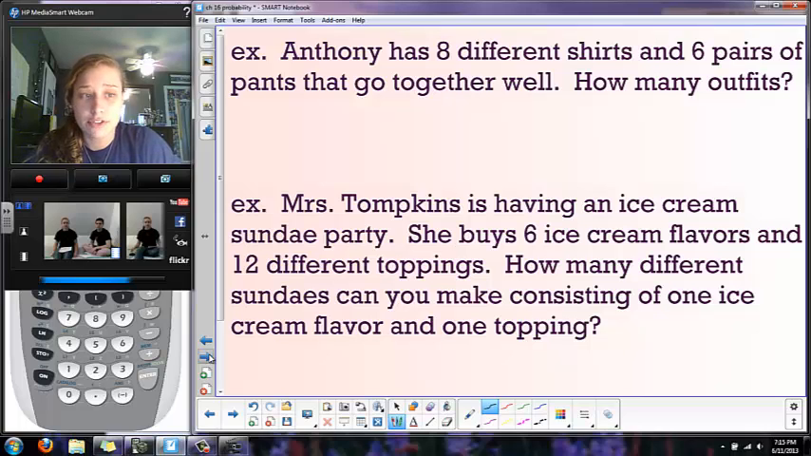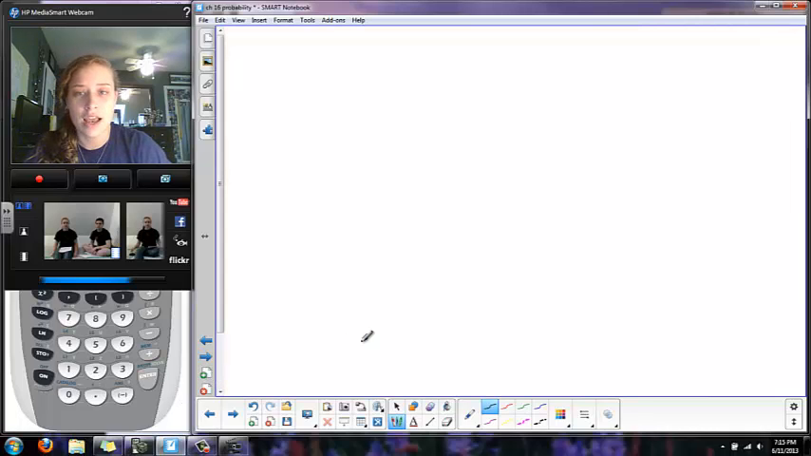So example number 1. Anthony has 8 different shirts and 6 pairs of pants that go well together. How many outfits can Anthony put together? So let me do it for you in this sort of sense first. Maybe you've seen this before where you can do tree diagrams. So Anthony has 8 shirts and 6 pants, and we want to see how many different total options that we have.